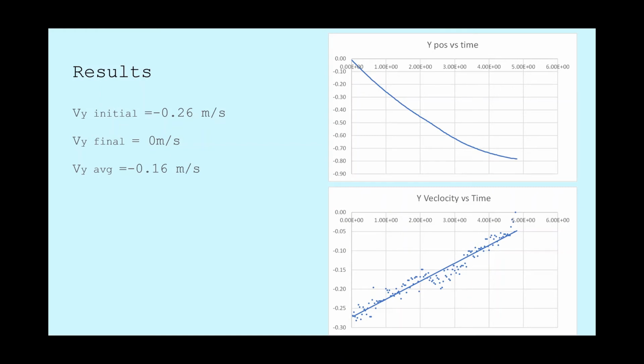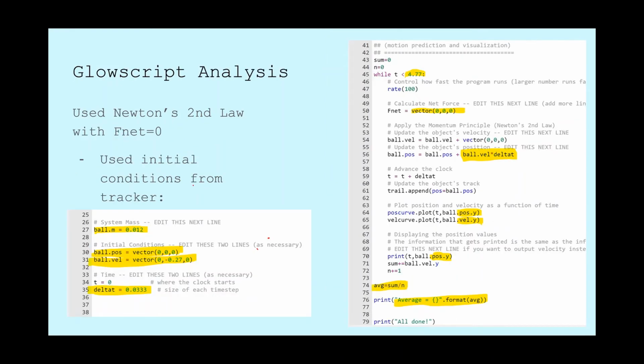Note that although the graph appears as if the speed is increasing, it is actually becoming closer and closer to zero, so the magnitude is decreasing. The Glowscript model was created using initial conditions from the observations, and then the resulting motion was compared. For example, the mass of the cylinder, the initial position, and the initial velocity were kept consistent.